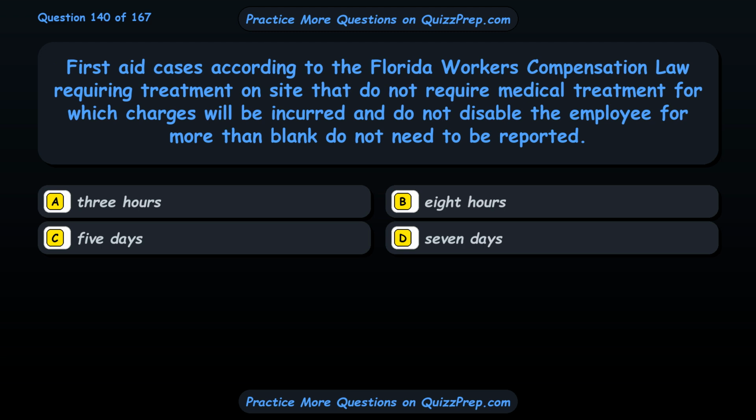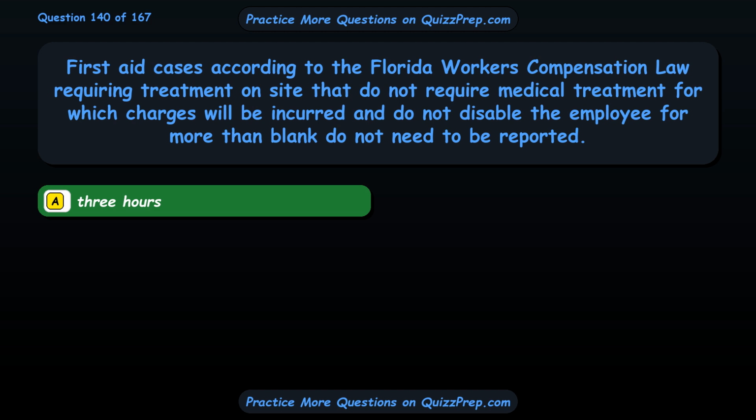Question 140. First aid cases according to the Florida workers' compensation law requiring treatment on site that do not require medical treatment for which charges will be incurred and do not disable the employee for more than blank do not need to be reported. Option A, 3 hours. Option B, 8 hours. Option C, 5 days. Option D, 7 days. The correct answer is option A, 3 hours.